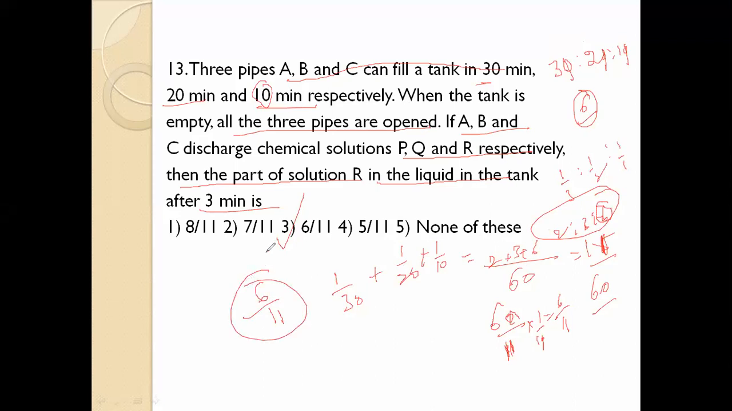This is another way. 1 by 30 is to 1 by 20 is to 1 by 10. The 0s get cancelled. So now 1 by A is to 1 by B is to 1 by C is equal to BC, whose value is 2, 1, 1, 2. Next AC, 3 into 1, 3. AB 2, 3, 6. Total 11 parts. Among this, C has how many parts? 6 among total 11 parts. 6 by 11. So this is another way to get the answer of this question.